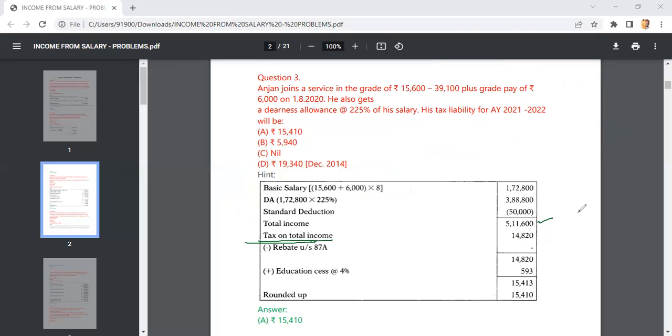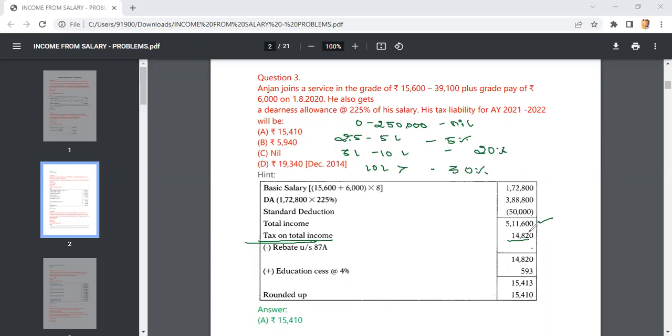Okay, so now listen carefully. So this amount, how it came, I'll explain to you. We all know the slab rates: 0 to 2,50,000, it is nil. 2,50,000 to 5,00,000, it is 5%. 5,00,000 to 10,00,000, it is 20%. And 10,00,000 and more than that, it is 30%.